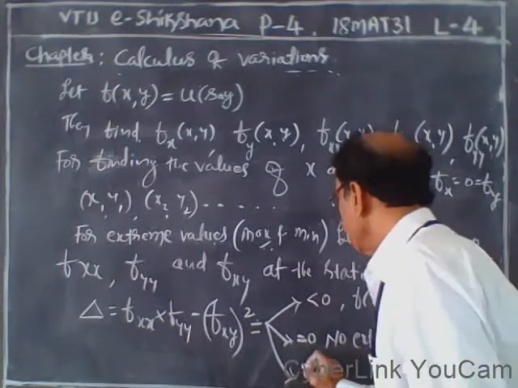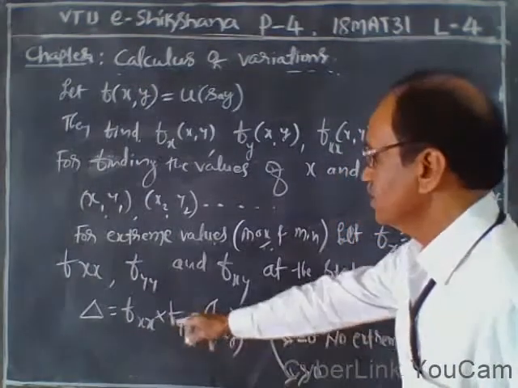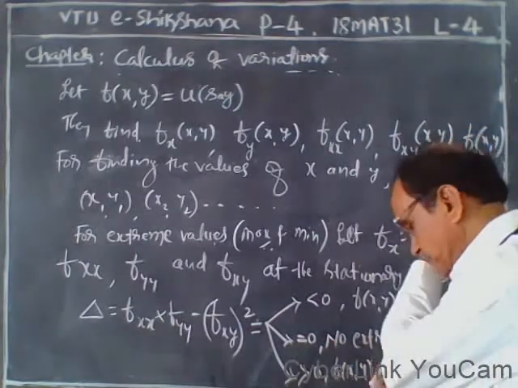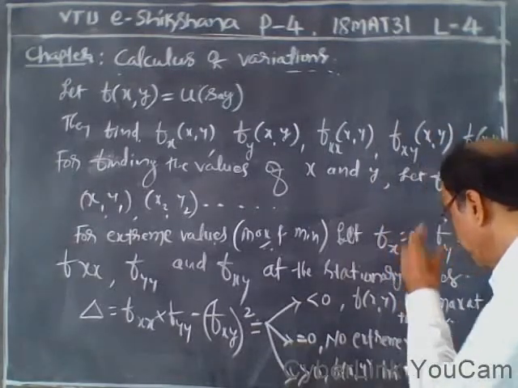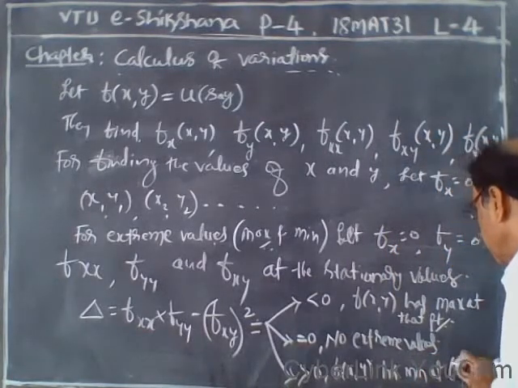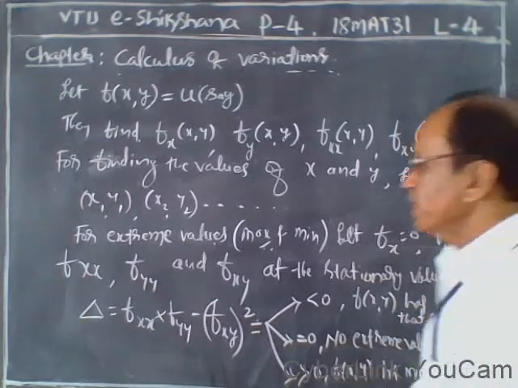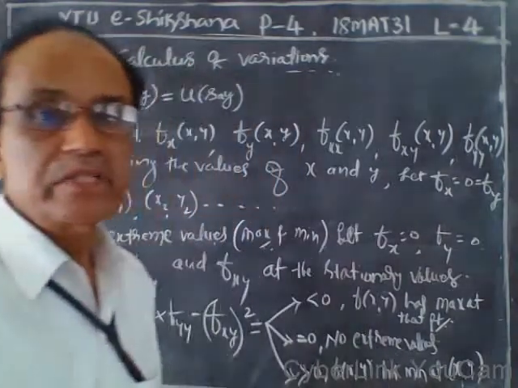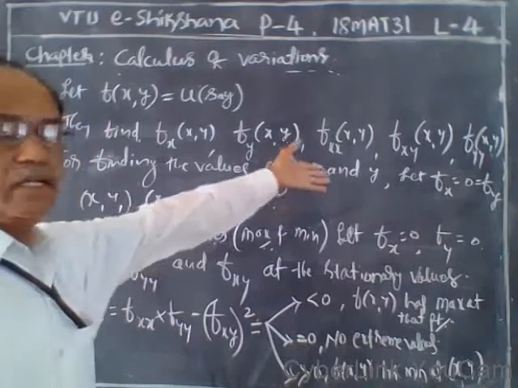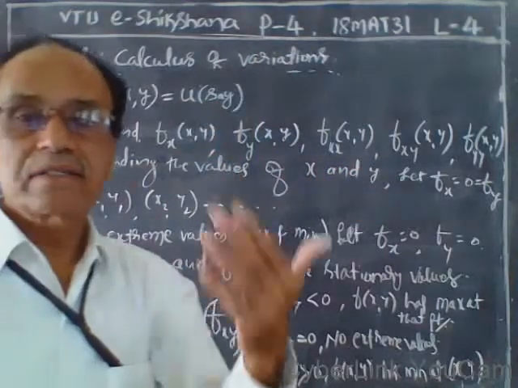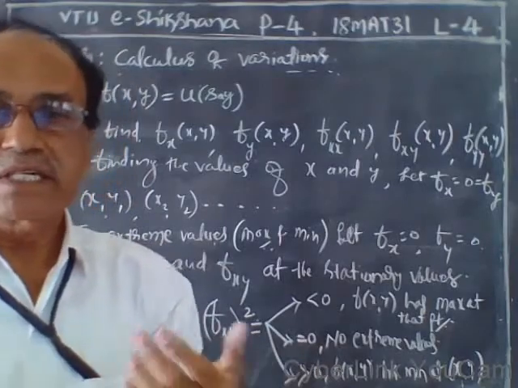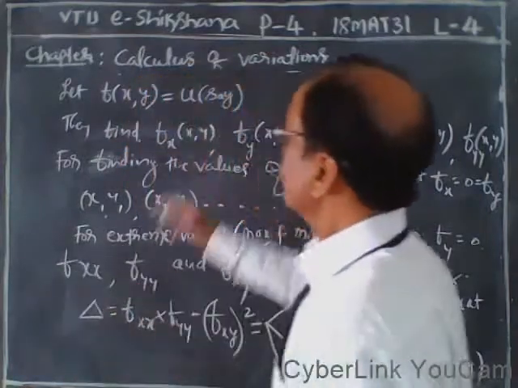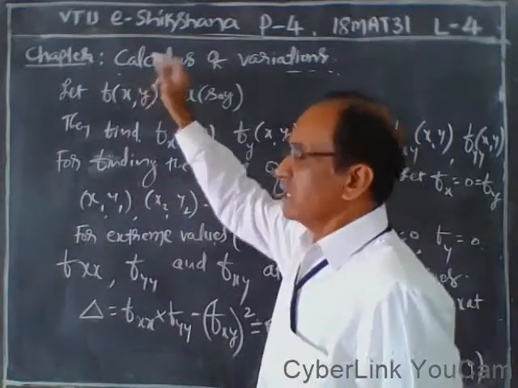And the next one, if the discriminant is greater than 0, then f of x comma y has a minimum at x comma y. These three possibilities will happen with respect to the functional values at the critical values we have calculated as x1, y1, x2, y2, depending on the degree of the equation. So this is the background of studying the variations using calculus.